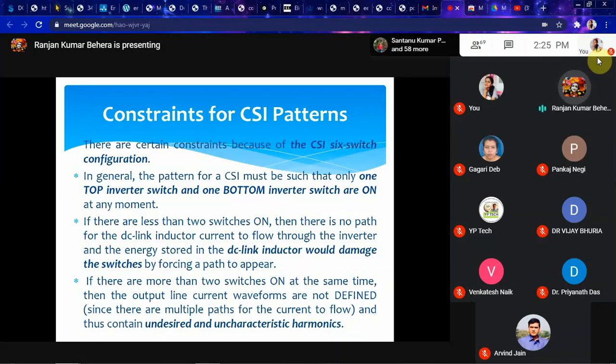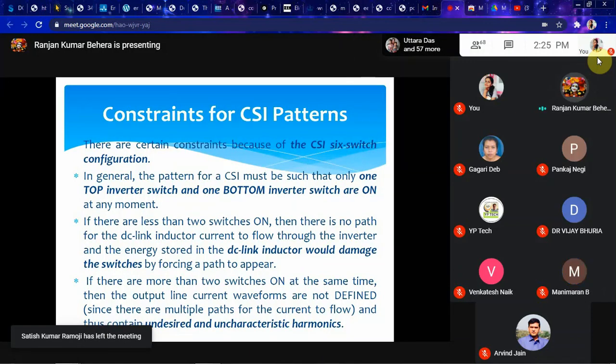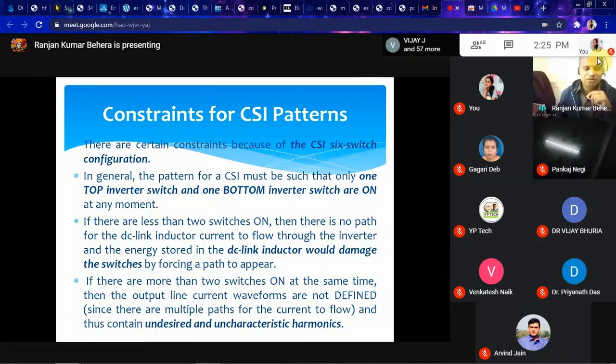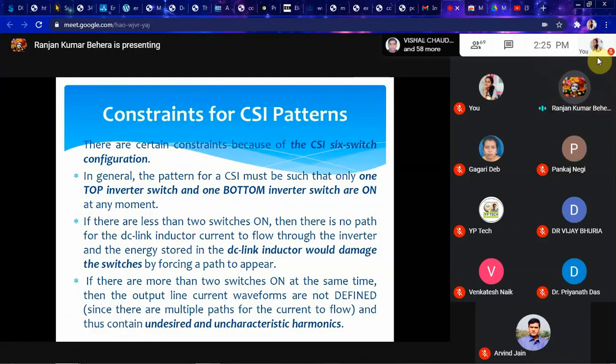So in 120-degree conduction mode, 2 switches are on, whereas in 180-degree conduction mode, 3 switches are on. Similarly here, you have 6 switches, and these 6 switches require continuous conduction because it is a current source. That means at least 1 switch from the top and 1 switch from the bottom should always be on. If 1 switch from the top and 1 switch from the bottom is not on, there will be no constant current flow, and then it may damage one of the switches.